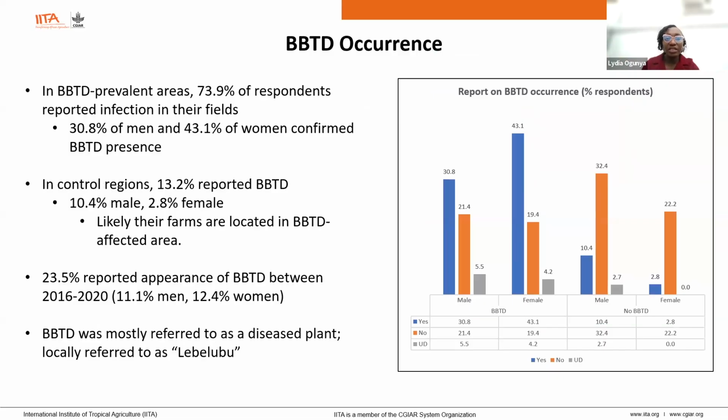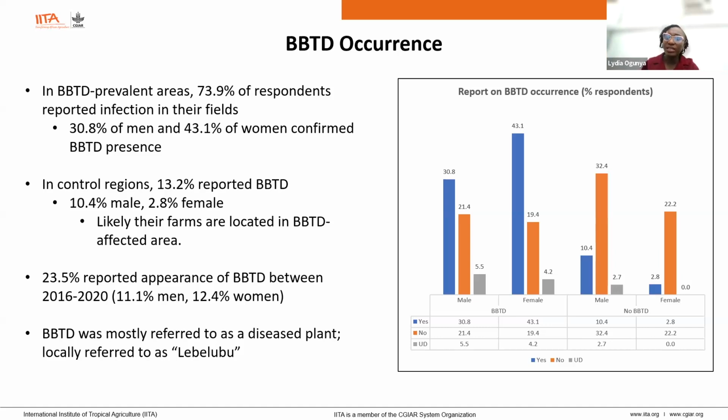They were also asked about BBTD occurrence on their farmlands. In the BBTD-prevalent areas, we found that three-quarters of the respondents reported infection on their farms, with more women confirming that BBTD was present on their farms. In the control regions, 13.2% reported that BBTD was present on their farms, which is likely because their farms might be located in BBTD-affected areas.